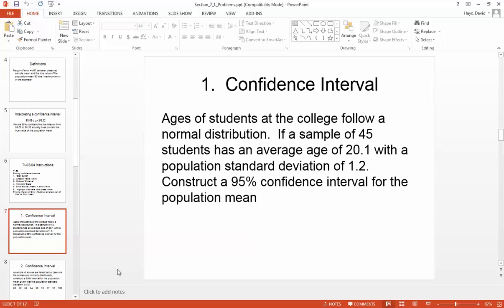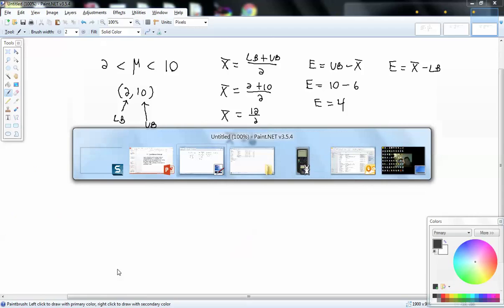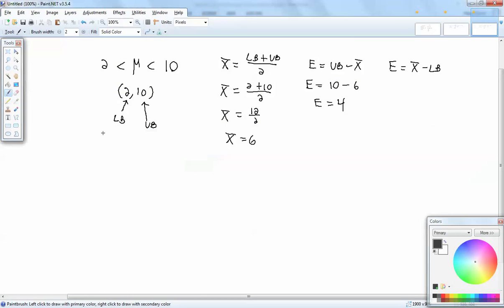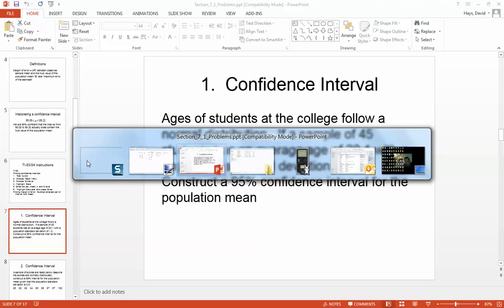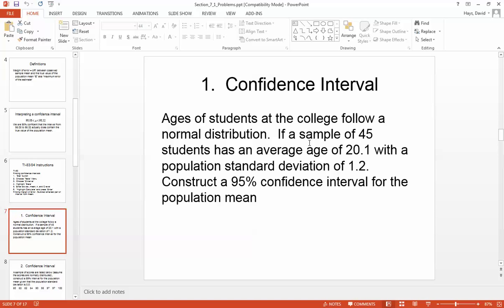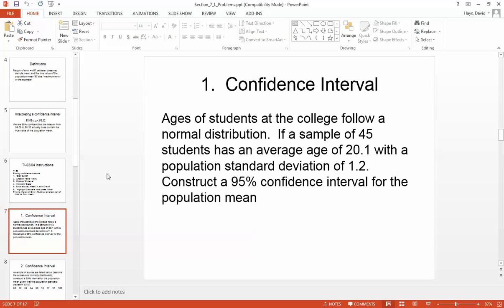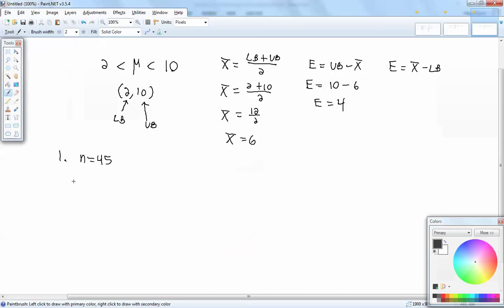Let's take a look at an example. I just made these examples up, so hopefully they're not horrible. Ages of students at college follow a normal distribution. If a sample of 45, so N is 45, has an average age of 20.1, so X bar would be 20.1.